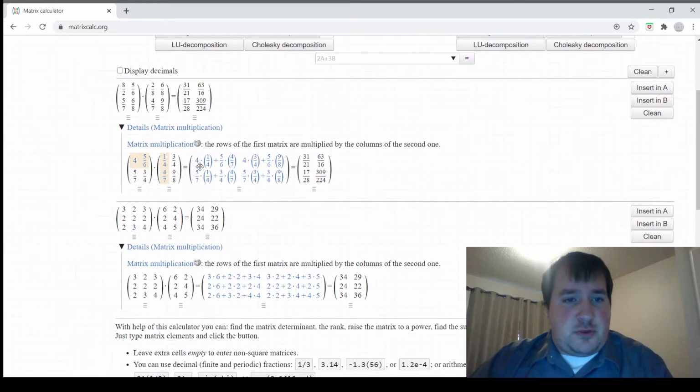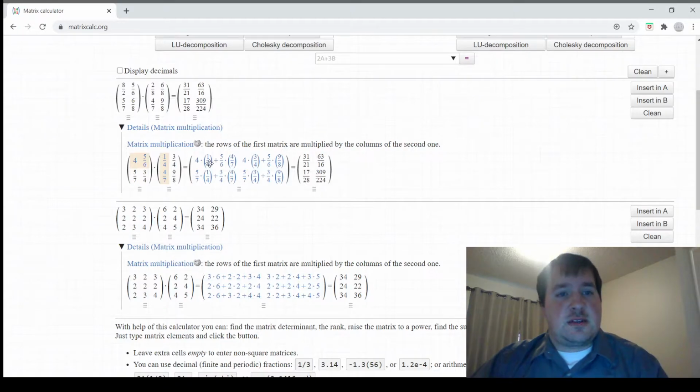And then also look, if you look at the steps, if you click on, or if you hover over the steps, it does show you what columns and rows it's using in your matrices, which is also really nice.